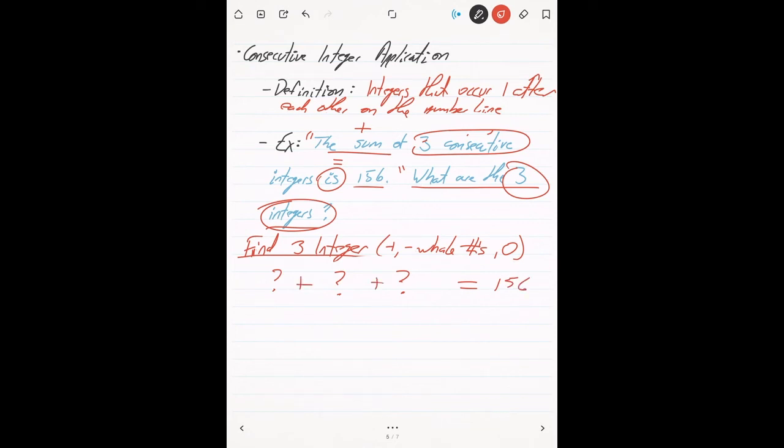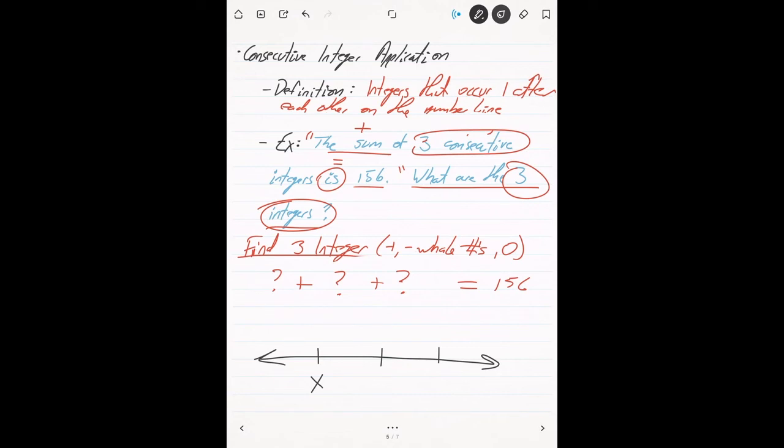One thing that can be helpful is to draw a number line and think of what it means to be consecutive numbers. Being consecutive numbers means that these numbers are next to each other on the number line, like 1, 2, 3, or like 57, 58, 59, etc. So they're next to each other on the number line, and I don't know any of them. So why don't I let the first number be x? All right, that first number is x.